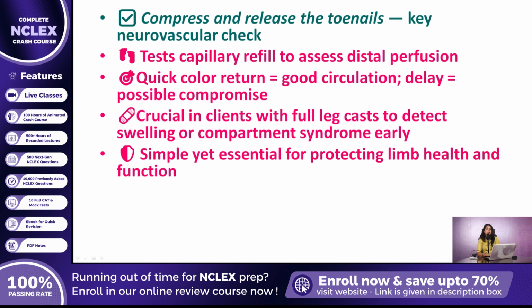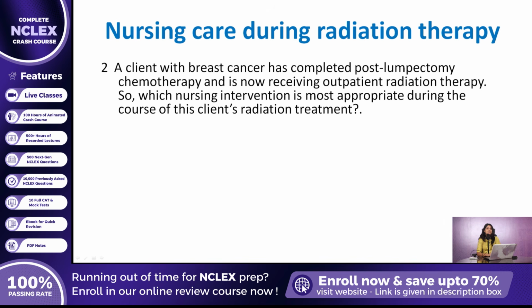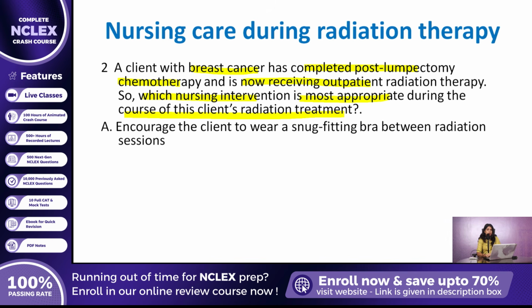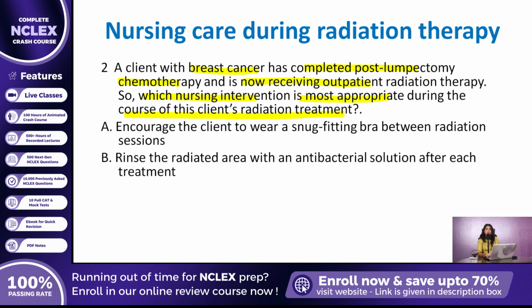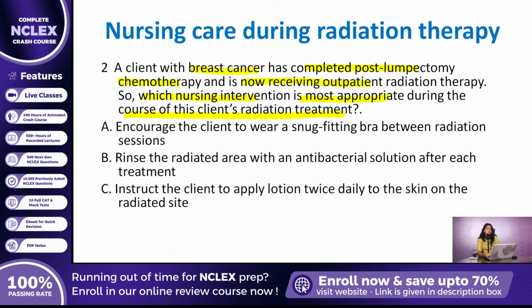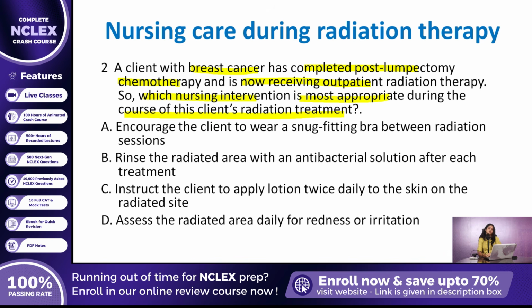Now let us move on to another essential NCLEX style question that highlights nursing care during radiation therapy. Question number 2. A client with breast cancer has completed post-lumpectomy chemotherapy and is now receiving outpatient radiation therapy. So, which nursing intervention is most appropriate during the course of this client's radiation treatment? Here are the options. A. Encourage the client to wear a snug-fitting bra between radiation sessions. B. Rinse the radiated area with an antibacterial solution after each treatment. C. Instruct the client to apply lotion twice daily to the skin on the radiated site. D. Assess the radiated area daily for redness or irritation.